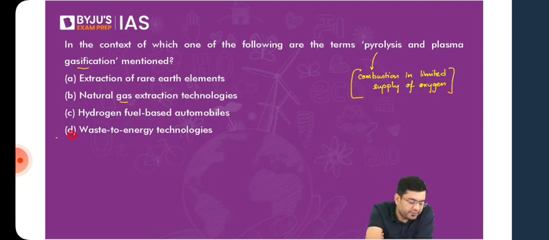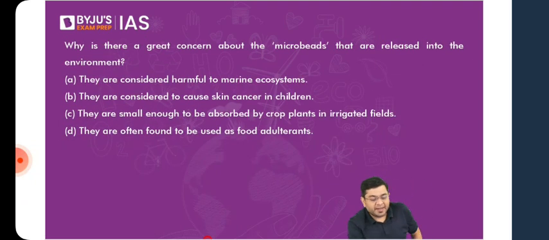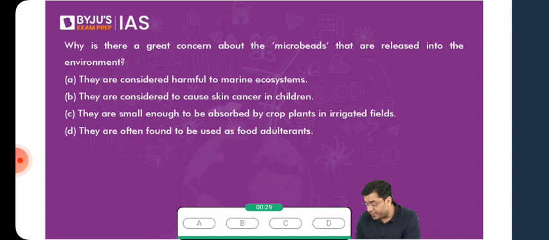Why is there great concern about the microbeads that are released into the environment? They are considered harmful to marine ecosystems. They are considered to cause skin cancer in children. They are small enough to be absorbed by crop plants in irrigated fields. They are often found to be food adulterants. What are microbeads and why is there great concern about them? We have discussed this as well, if you recall. Yes, correct.